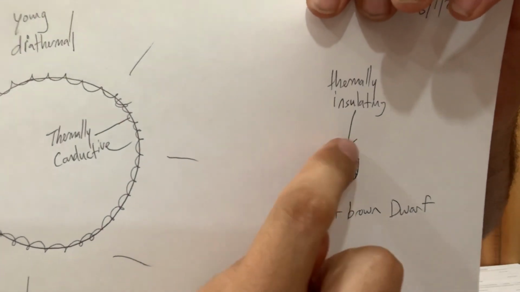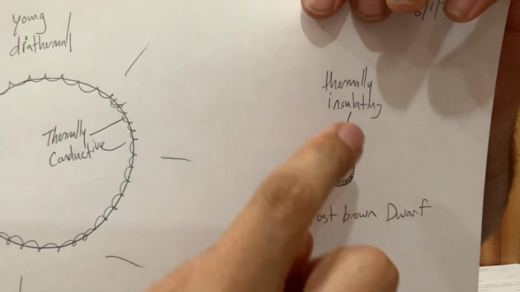So that thick thermal blanket is post-brown dwarf stages, and it's thermally insulating, meaning that increases the age of the star considerably. It can't lose heat as fast. Think of those thermal survival blankets, where it radiates the heat back onto you. But there's more to that than meets the eye.